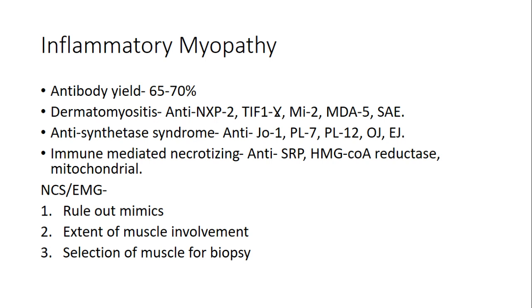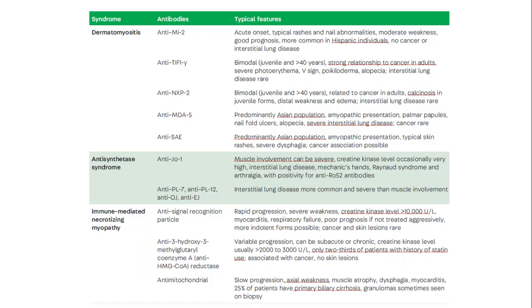But I usually don't go for biopsies as frequently, like the nerve biopsies, but the muscle biopsy many times, unless you have a real diagnosis, many times you need to proceed with the muscle biopsy, and you really need a good histopathology team to help you out. I highlighted for myself, believe it or not, so much information to remember. Mi-2 is Hispanic individuals, that's how I go. TIF1 gamma has a strong relationship to cancers. NXP2, calcinosis. MDA5, we already talked about the severe interstitial lung disease, Asian population.